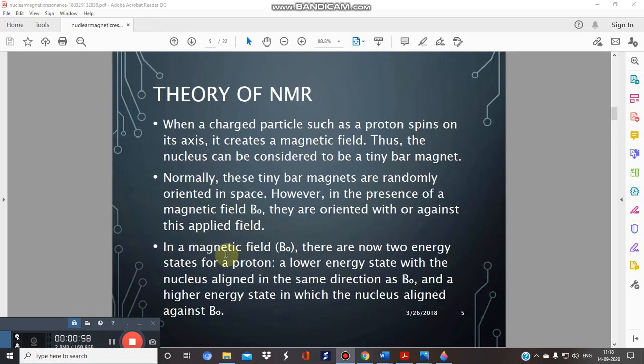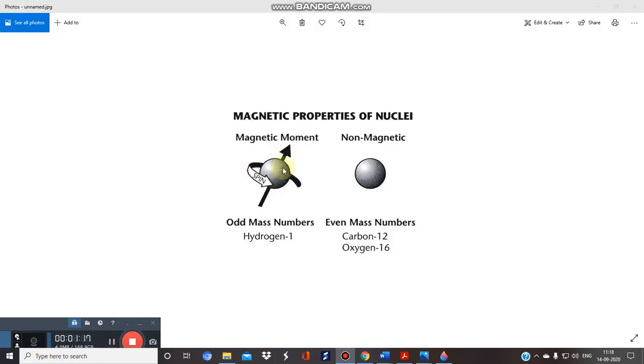So what happens? These small tiny bar magnets are randomly oriented in space. Let's recall again: when a charged particle such as a proton, as we have already seen, spins around its own axis, it will create a magnetic field. Yes, it will create a magnetic field.